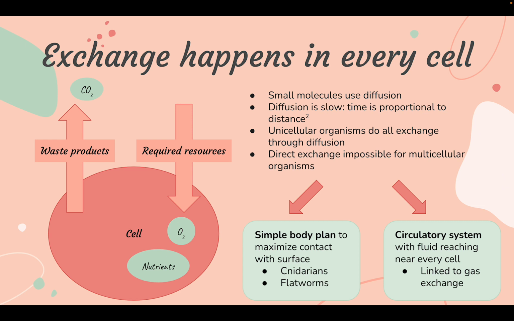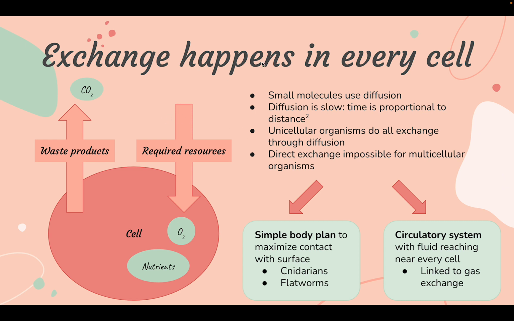So essentially, in an organism, exchange has to happen in every cell. We need to remove waste products like CO2 and import required resources like oxygen and nutrients. So this has to happen for every cell in an organism. And for small molecules, diffusion is the preferred means of transportation in and out of the cell. But the thing is, diffusion is slow, as the time it takes to diffuse is proportional to the distance squared. So it grows really fast compared to the distance.